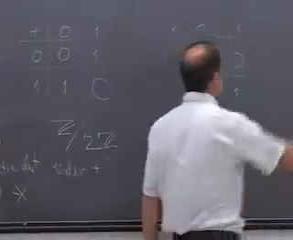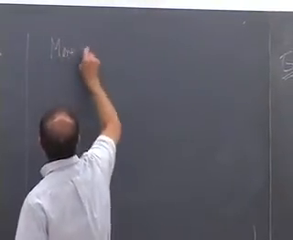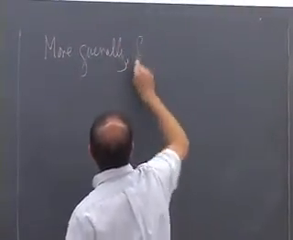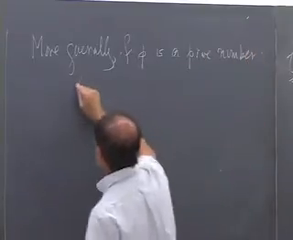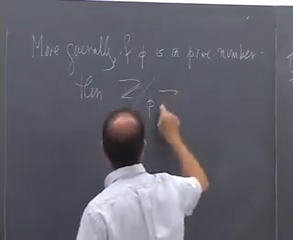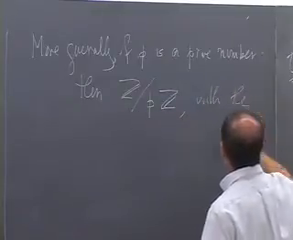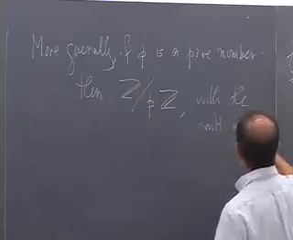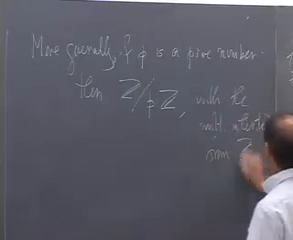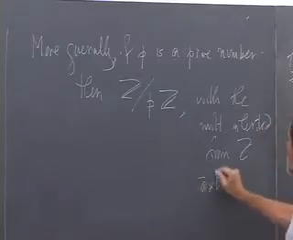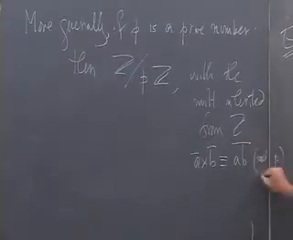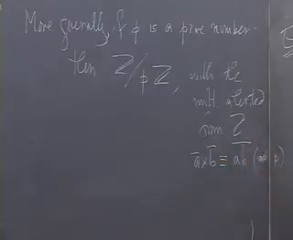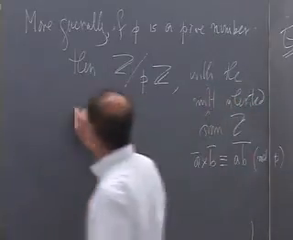More generally, if P is a prime number, then Z mod PZ with the multiplication inherited from Z, in other words, A bar times B bar is congruent to AB bar mod P. Namely, you represent the classes by integers, you multiply them, and you take the remainder after division by P, the way Peter described the multiplication table to you on Z mod NZ, is a field.